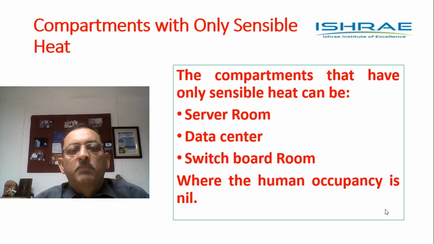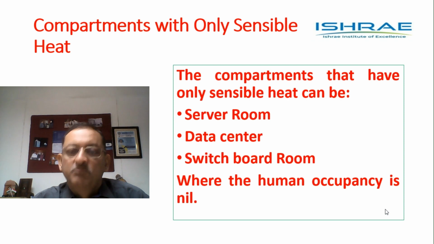So compartments that have only sensible heat could be, as we have seen where the sensible heat comes from, those compartments where the latent heat producing equipments or items are not there. So that will need to be a room where human beings are not there, and that will also need to be a room where any water boiling equipments are not there. So what are those rooms?